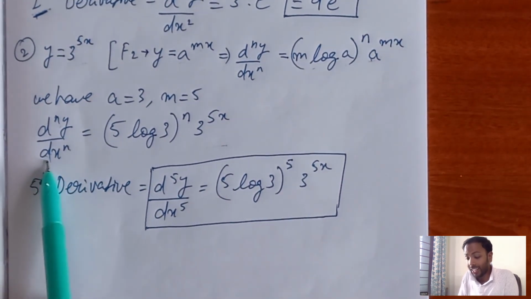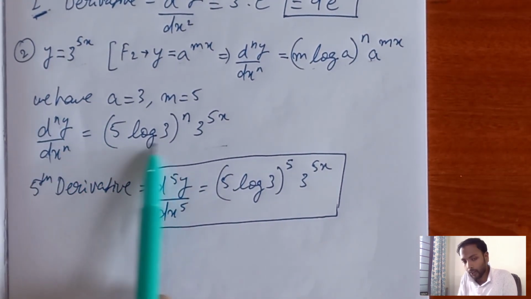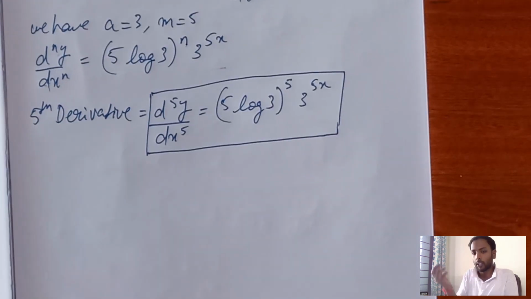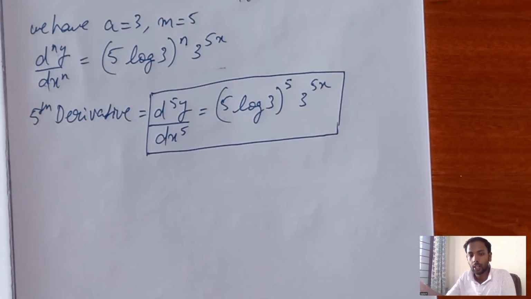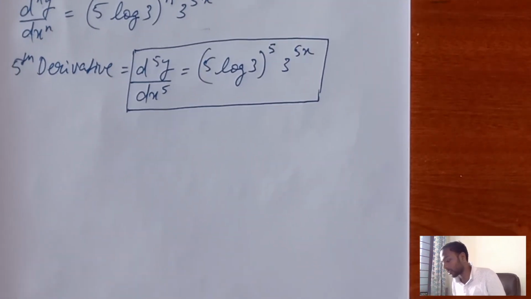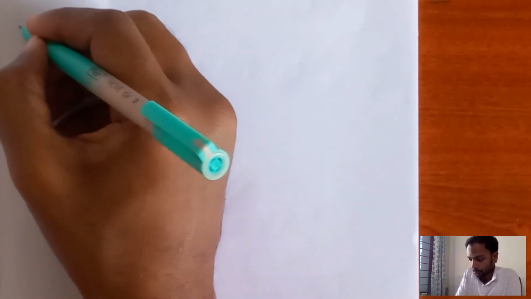Always first find the nth derivative. Once you get the nth derivative, from there you can find whichever derivative you want: second derivative, fifth derivative, sixth derivative, 100th derivative, 1000th derivative, anything you want. It's like that. Now let's go to the next question.